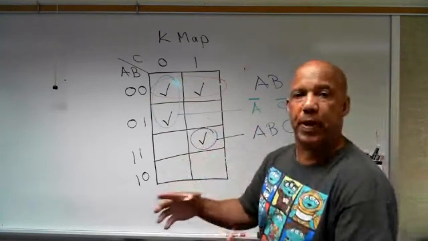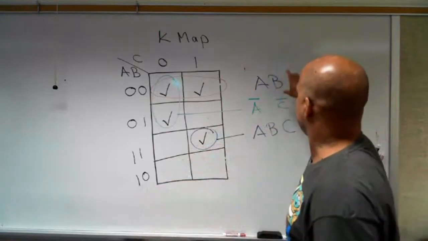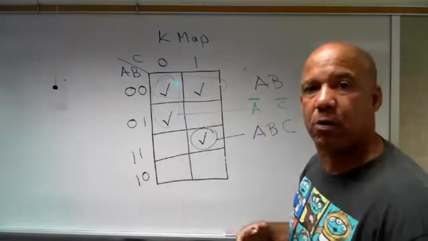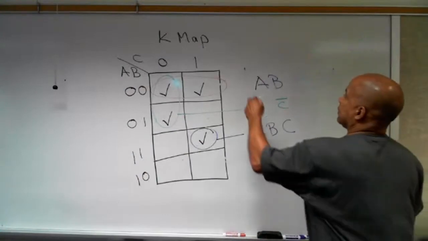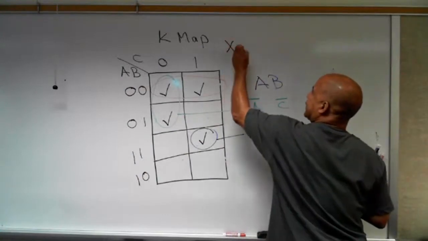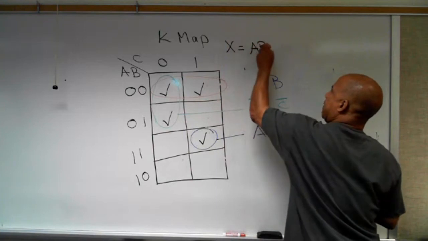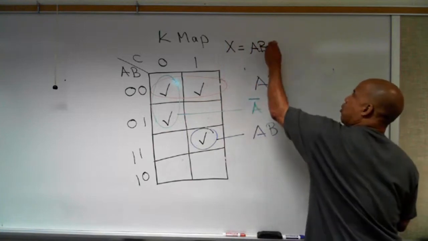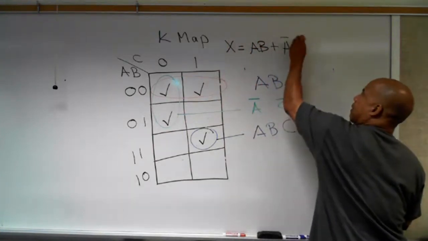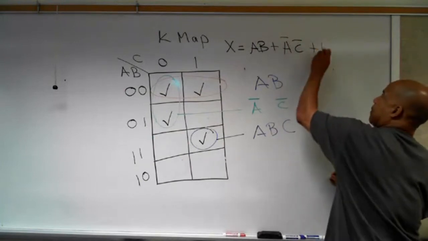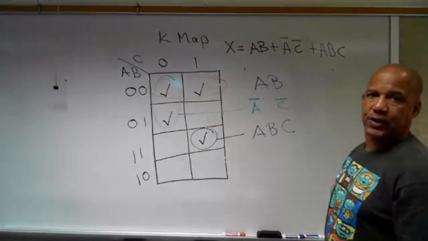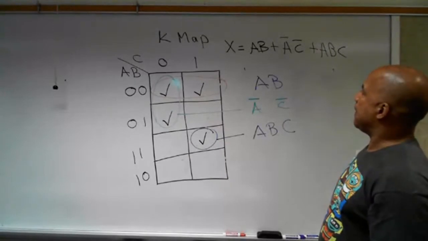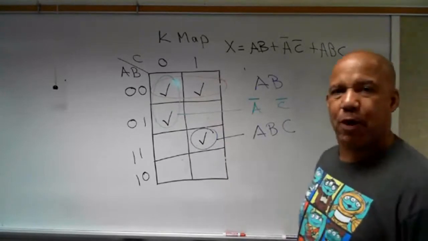So you can use these groupings to get terms that eliminate variables. And then you put the whole thing together into an expression. Then I might call this X equals AB. You OR them together. And then that would be my final minimized expression. So that's kind of what we want to practice.